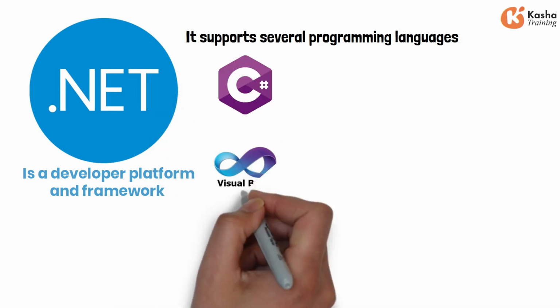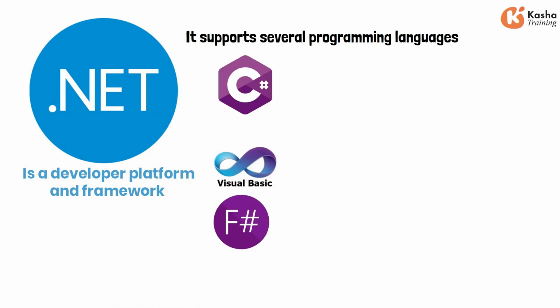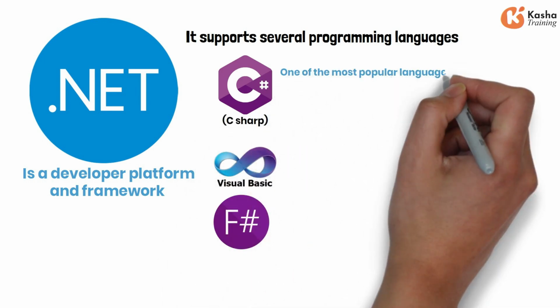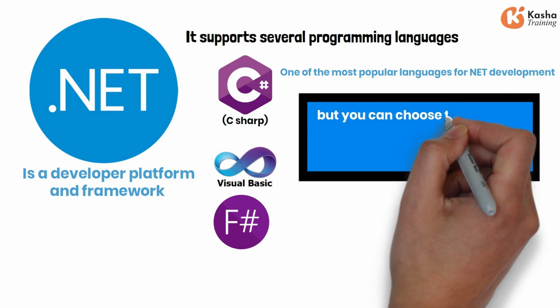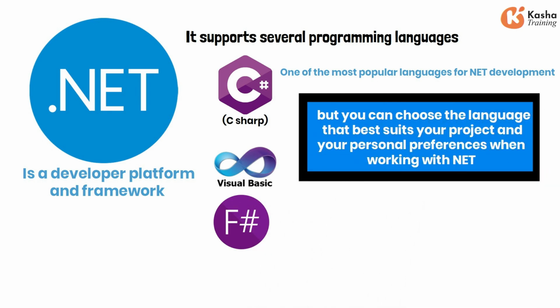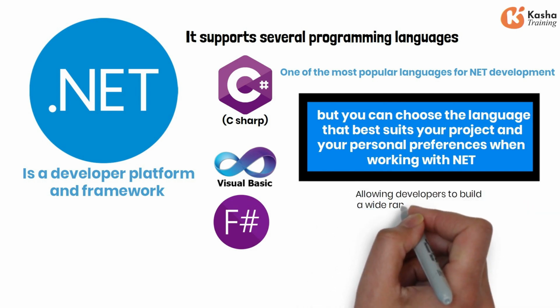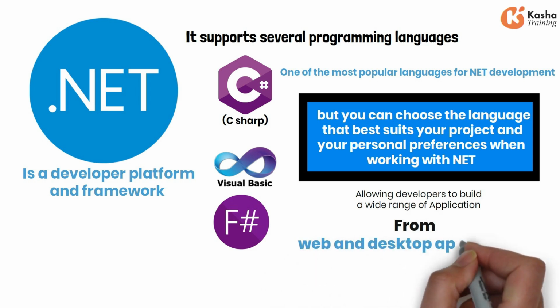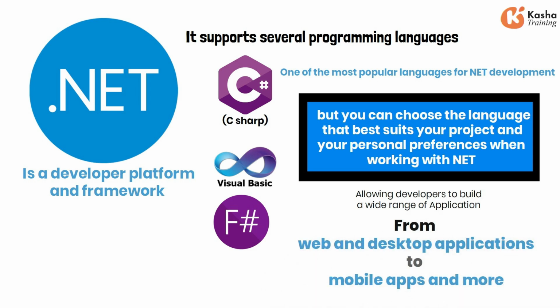C#, Visual Basic, and F# are some of the primary languages commonly used with the .NET framework. C# is one of the most popular languages for .NET development, but you can choose the language that best suits your project and your personal preferences when working with .NET. These languages are all designed to work seamlessly with the .NET framework, allowing developers to build a wide range of applications, from web and desktop applications to mobile apps and more.